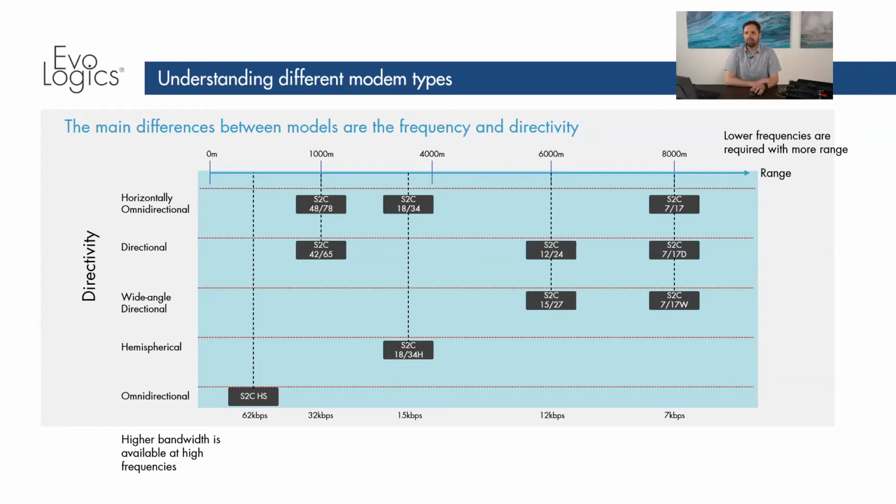And at the same time, you have different ways in which the signal is propagated. So we have horizontally omnidirectional devices. Those propagate toroidally, like a donut, from the transducer. You have directional devices that must be pointed at each other. You have wide angle, hemispherical, and omnidirectional. So the combination of which devices you need will depend on how far away you are and what the relative position of one device to the other is.